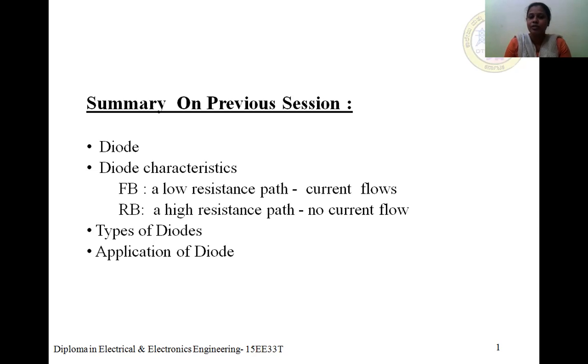So this is about the diode characteristics. From this we are going to plot the VI characteristics for both forward bias and reverse bias. Normally the diode is operated in the forward biased condition. In the reverse biased condition, the diode gets damaged.